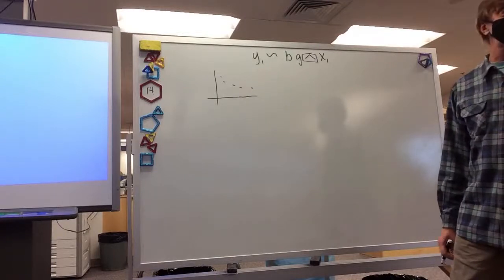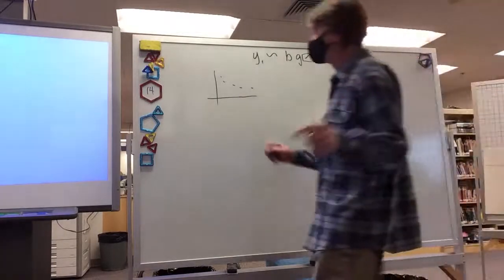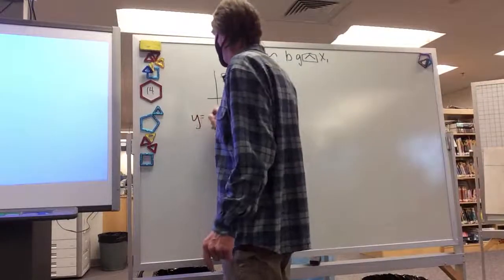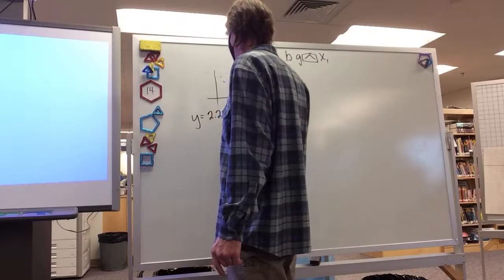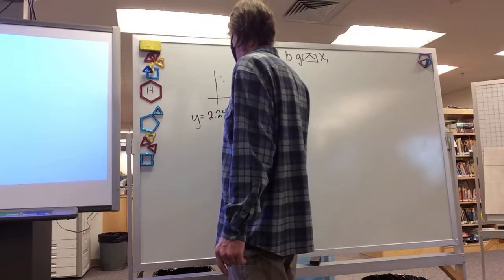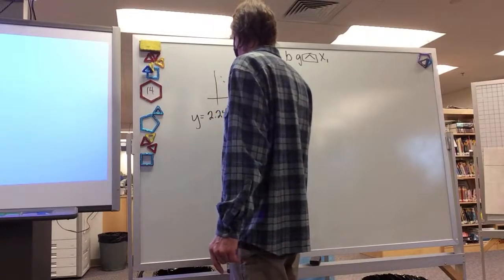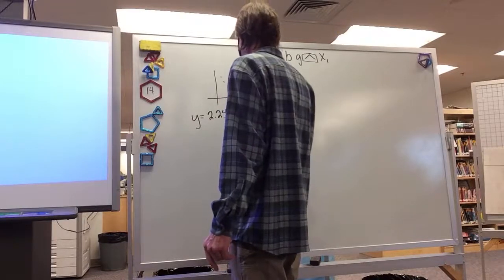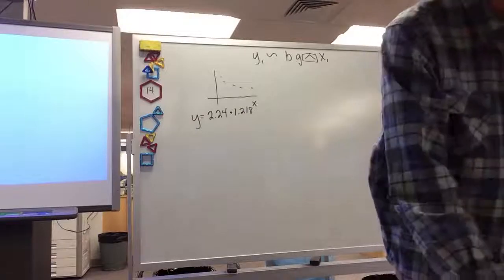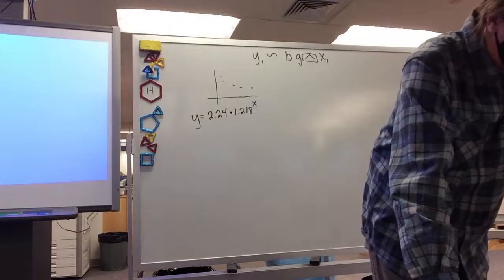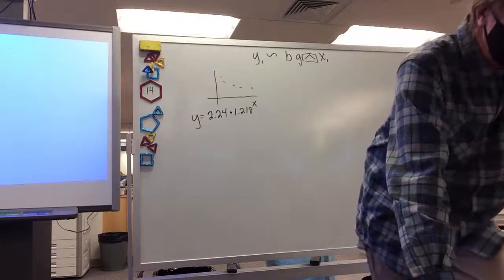So what did you get? What would your equation be? I got y equals 2.240 times 1.218 to the power of x. So you can just substitute them. That's what you got for that guided example. Yeah. What is this? This is the average speed of a computer in the year it was made?